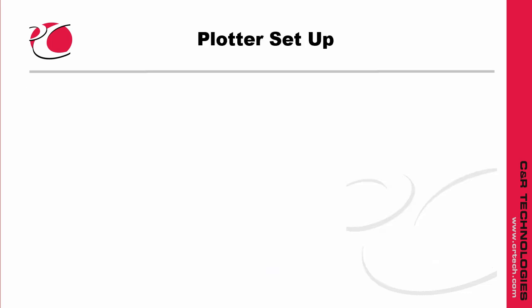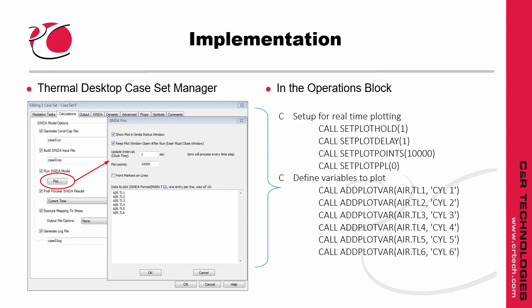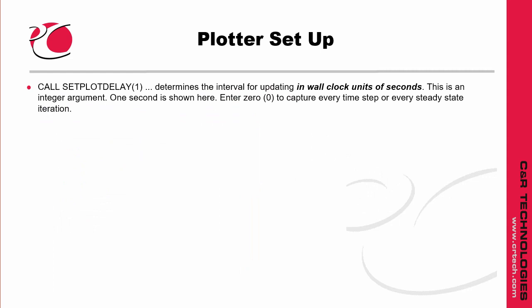To set up the plotter, logic consisting of call statements must be added to the operations block within a model. If you are using Thermal Desktop, this is easily accomplished via a form used to select various plot options. I will come back to this chart in a moment. Let's walk through the various setup options for the plotter.